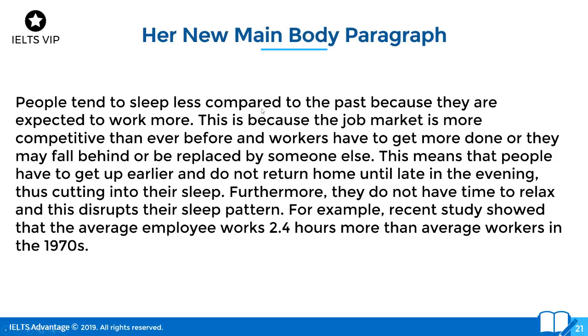So people tend to sleep less compared to the past because they are expected to work more. Okay? Clear topic sentence. You're telling the examiner, this is what this paragraph is about. This is because the job market is more competitive than ever before and workers have to get more done or they may fall behind or be replaced by someone else. Explanation. And it actually explains that main idea, so it's nice and coherent and cohesive. This means that people have to get up earlier and do not return home until late in the evening, thus cutting into their sleep. Further explanation of the same point.